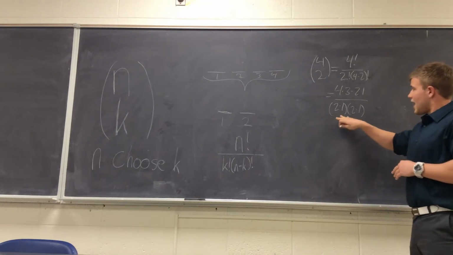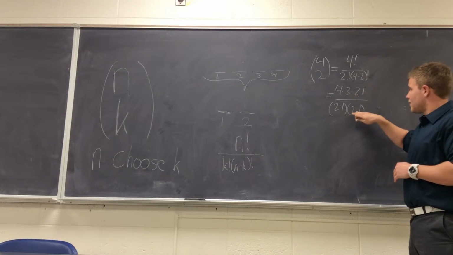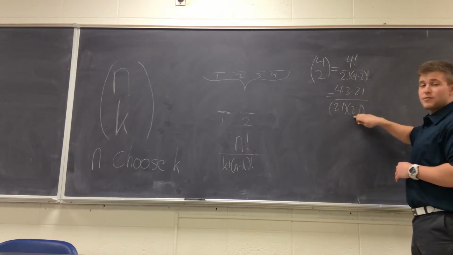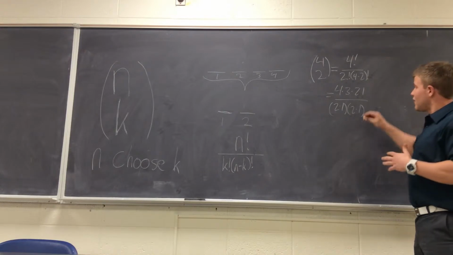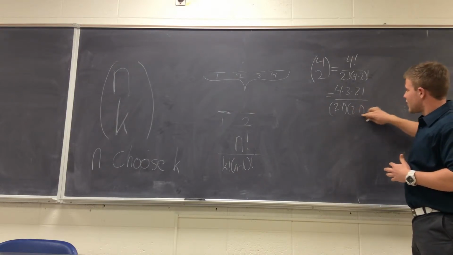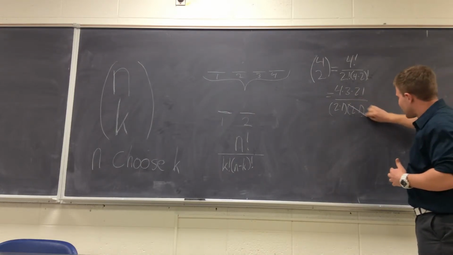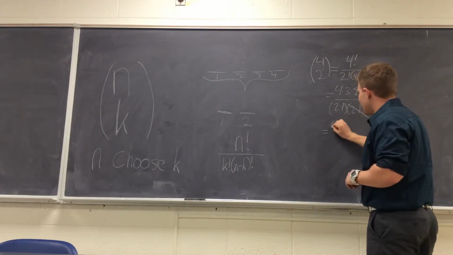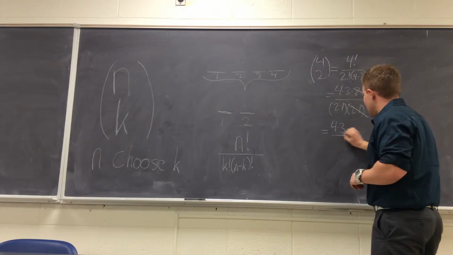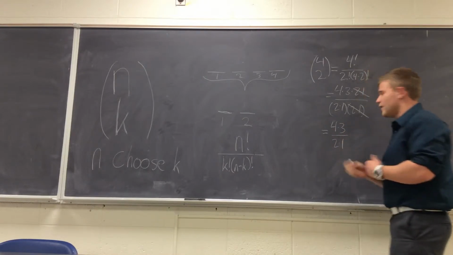So, as you can see here, we have 2 times 1 up here, and a 2 times 1 down here. Cool thing about all these fractions, we can just cancel. So we have a 2 times 1 right here, 2 times 1 right there. That can cancel, that can cancel. So we're left with 4 times 3 all over 2 times 1.